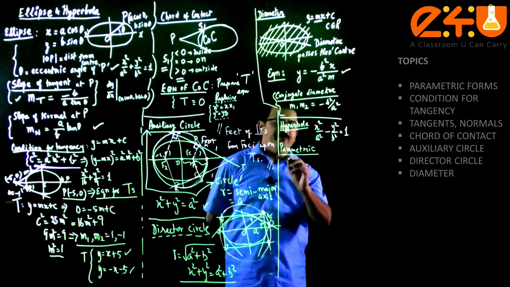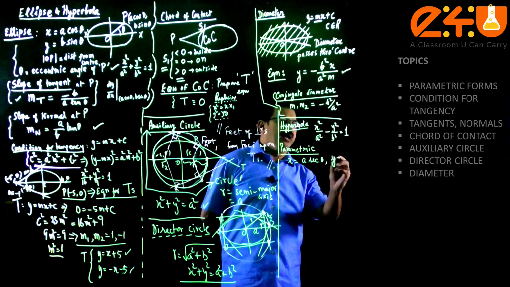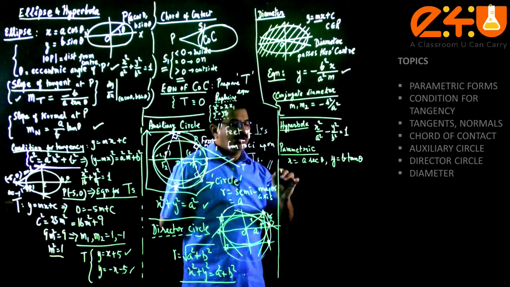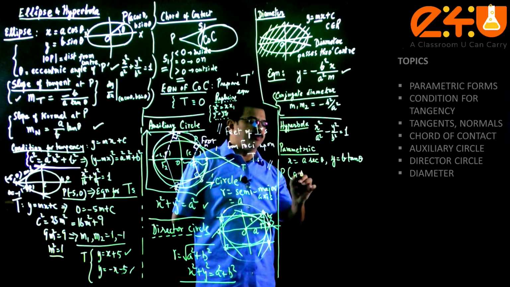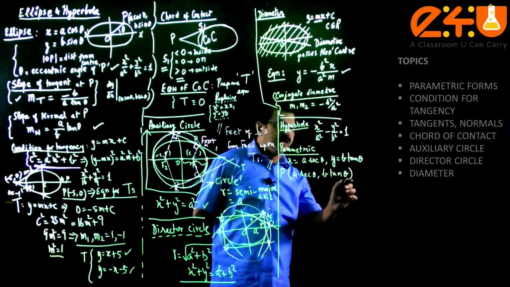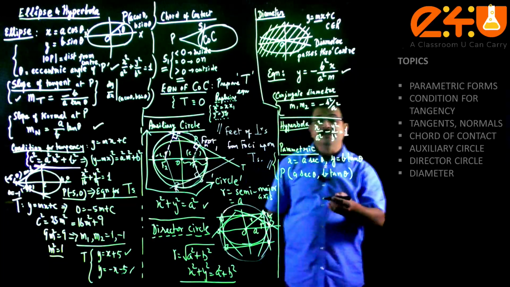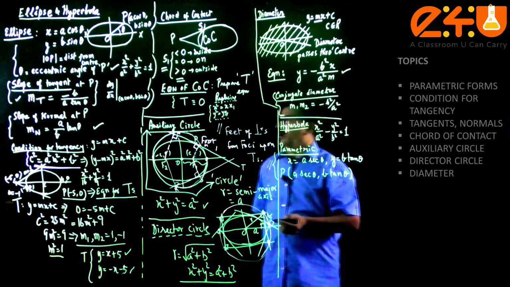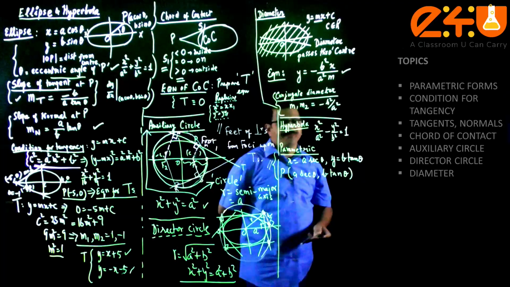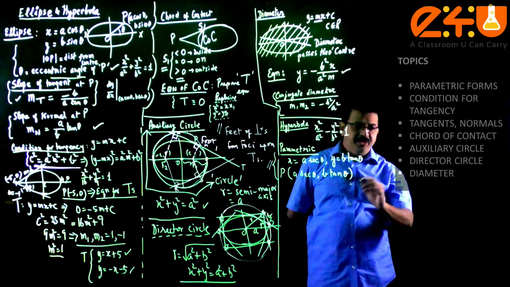The parametric form: x is a times sec theta and y is b times tan theta, which means any point on the hyperbola can be represented in terms of the angle theta, and we need not discuss what the angle theta is separately. We know it is the eccentric angle. The concept remains the same. Maybe the diagram is slightly different.